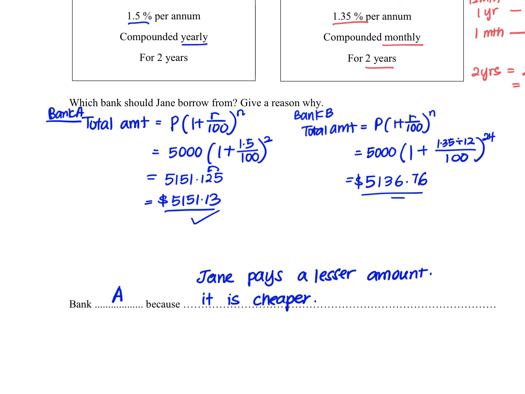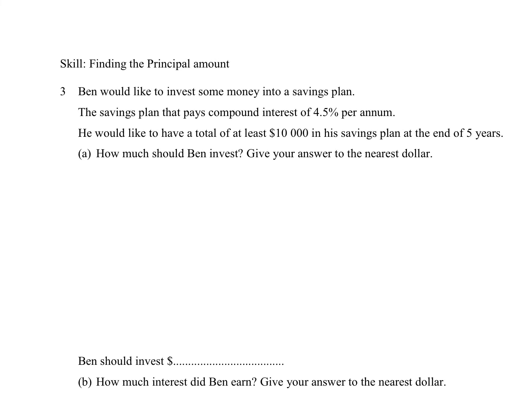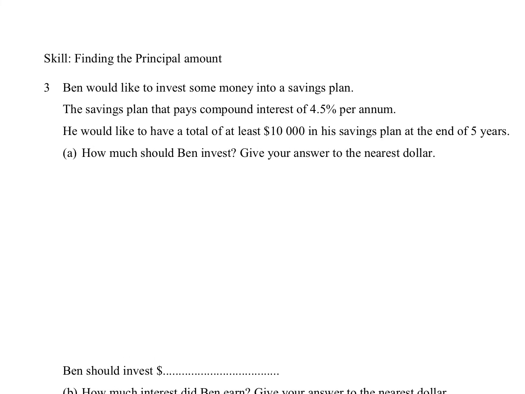Last but not least, let's move on to the next question: finding the principal amount involving compound interest. In this question, Ben would like to invest some money into a savings plan, so he's earning money from the interest itself. The savings plan pays compound interest of 4.5% per annum.